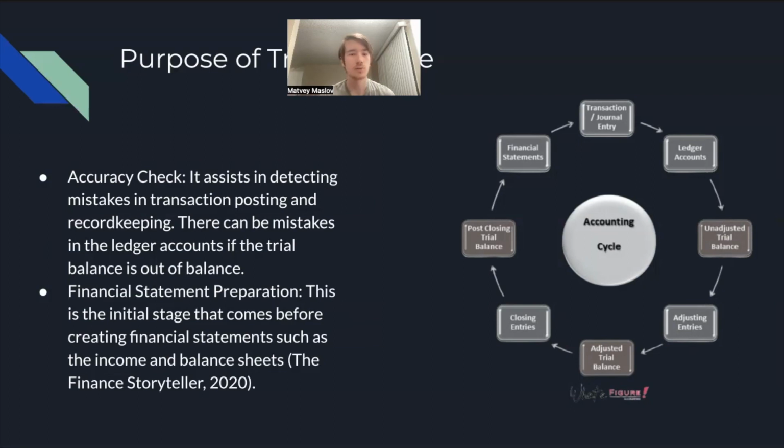It is pretty self-explanatory in a way that it is simply a trial before you compose or create your actual balance sheet. When it comes to accuracy check, it assists in detecting mistakes in transaction posting and record keeping. There can be mistakes in the ledger accounts if the trial balance is out of balance. And that's what I mentioned before, where assets always have to equal liabilities plus owner's equity. When it comes to financial statement preparation, this is the initial stage that comes before creating financial statements, such as the income statement and balance sheet.